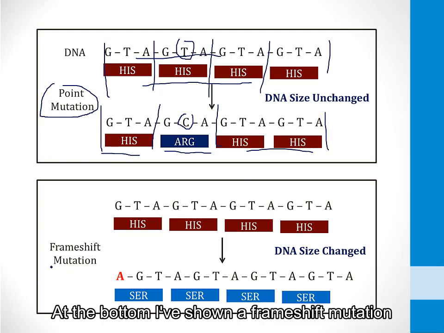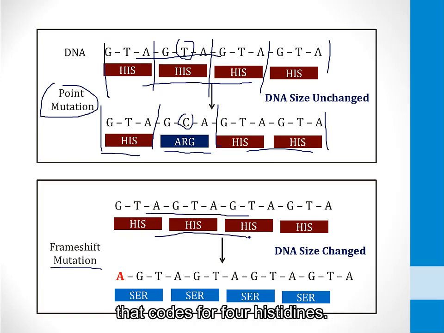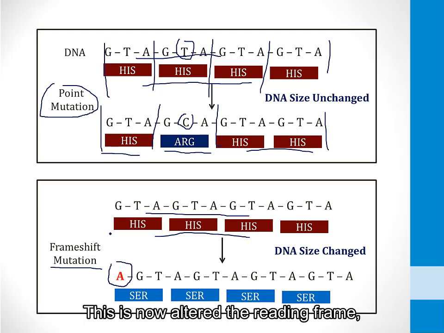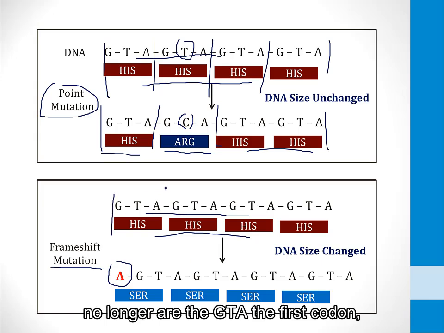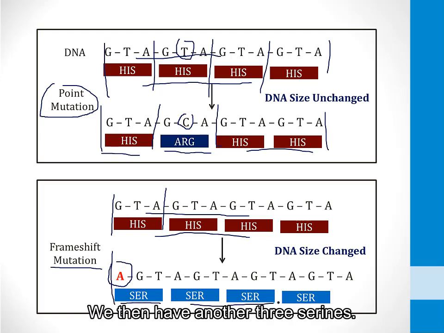At the bottom, I've shown a frame shift mutation. We have the same stretch of DNA that codes for 4 histidines, and then we have inserted an A into this DNA sequence. This has now altered the reading frame. No longer are the GTA the first codon. Instead, the first codon is AGT, which codes for serine. We then have another 3 serines.